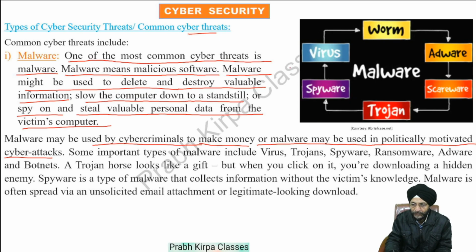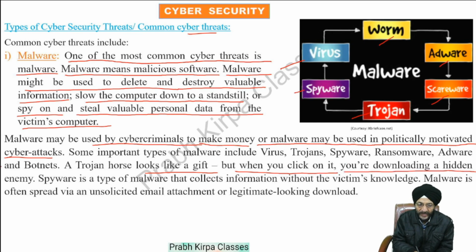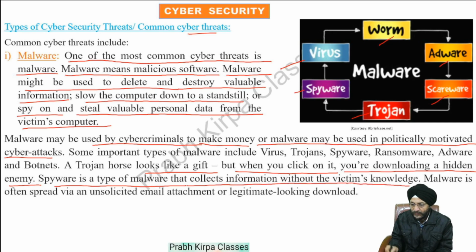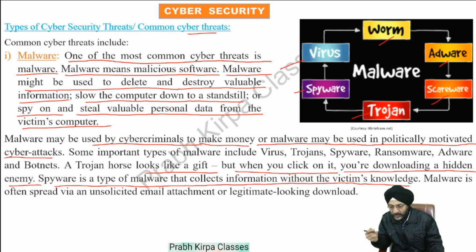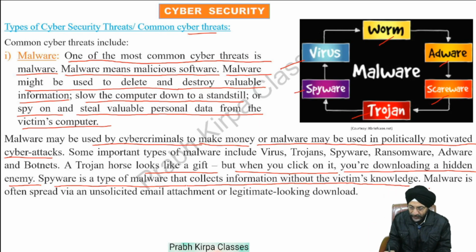Some important types of malware include virus, spyware, trojan, scareware, adware, and worm. A Trojan horse looks like a gift, but when you click on it, you are downloading a hidden enemy. Spyware is a type of malware that collects information from your computer or mobile without the victim's knowledge. Malware is often spread via an unsolicited email attachment or legitimate looking download.